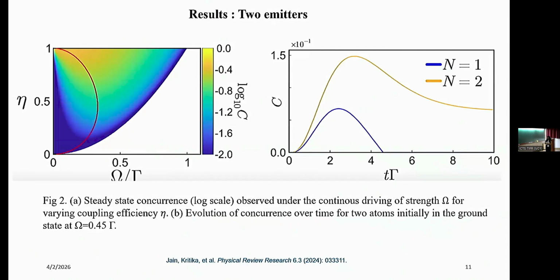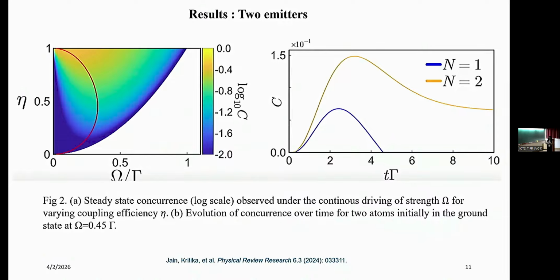So here are the results for two emitters. Here I plot the concurrence, varying with the driving frequency and coupling efficiency. So we found the maximum concurrence for high efficiency and moderate driving. And the interesting thing here is that for a fixed driving, there is a cutoff in coupling efficiency below which we find the concurrence is 0 and above which it is finite.